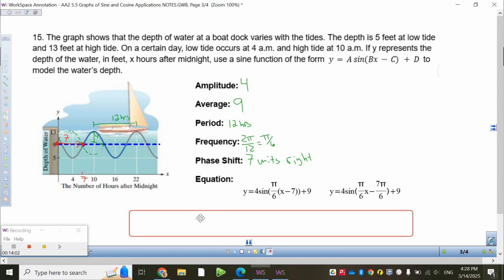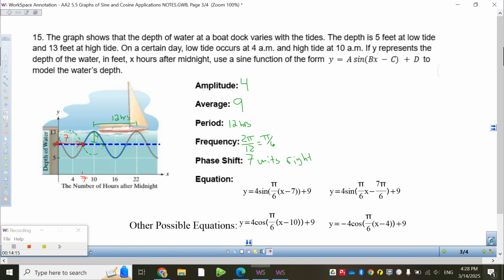Now there are some other possible equations that could work, and if we wanted to use cosine instead of sine, then these would be 2 good options. I know it said sine here, so that's why we picked sine for these answers. I just want to explain why it could also be cosine if we wanted a different type of formula. So let's say we're using cosine. Cosine normally starts at the peak here. So we would be considering this whole wave right here as our cosine wave, and that's shifted over 10 hours here.